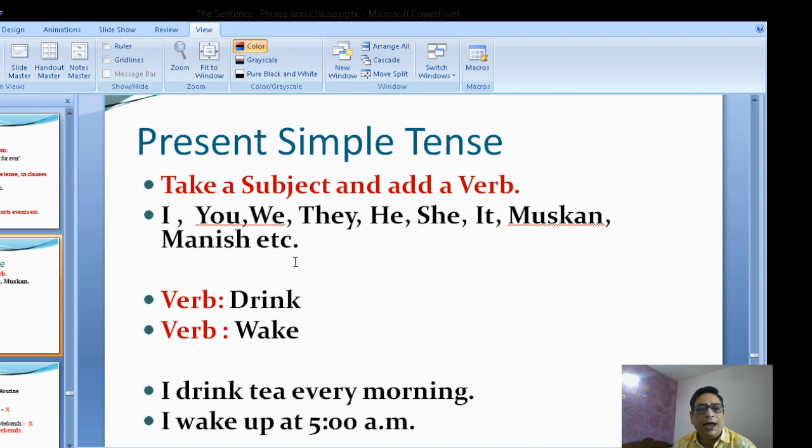I wake up at 5 a.m. Again, a habit. When it says I wake up at 5 a.m., it does not mean that I woke up today or I'm going to wake up tomorrow. It's a habit that I always follow. So whenever it's a habit, it's a present simple tense. You know that very well. All right. So if it is clear till this part, I'll just give a pause. You can ask questions if you want and let me know.